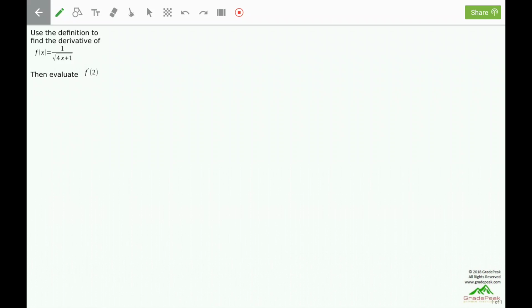Use the definition to find the derivative of f of x equals 1 over the square root of 4x plus 1, then evaluate f prime of 2. First thing to do is write down the definition of the derivative. F prime of x equals the limit as h goes to 0 of f of x plus h minus f of x divided by h.